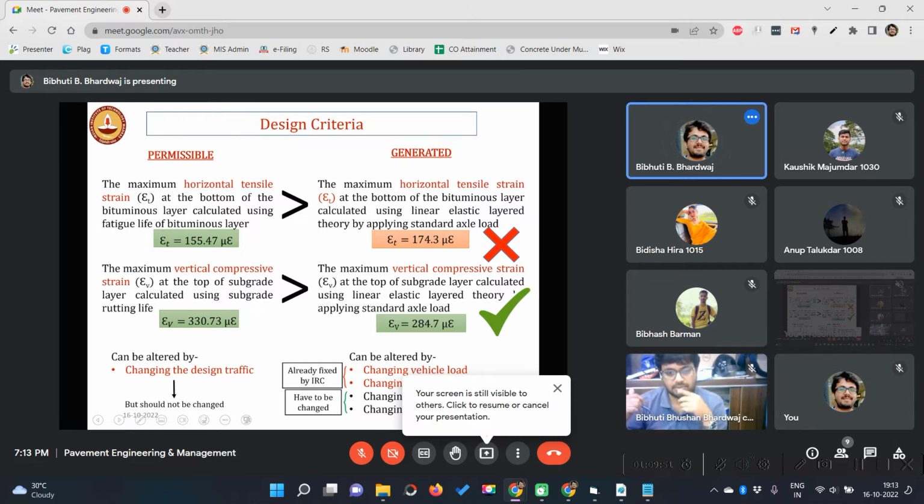Okay, so what can you do now? You can see these things can be altered by changing the vehicle load or vehicle configuration. But these are already fixed by IRC. You cannot change the vehicle load. You have to always take 20 kN only for one tire, one wheel. Vehicle configuration you have to always take single axle dual wheel, so that also you cannot change. So what can you change? You can change the material used.